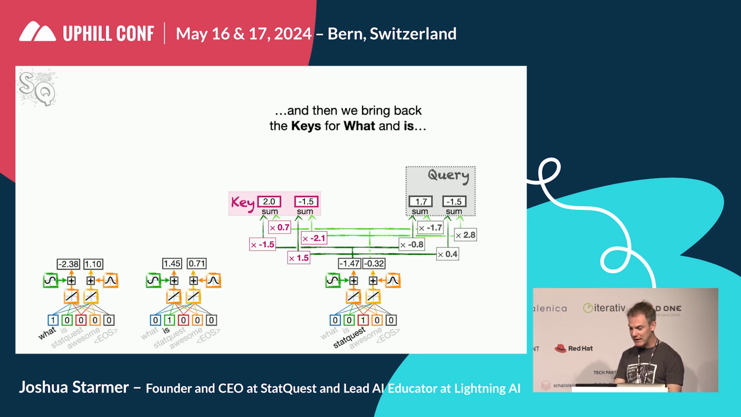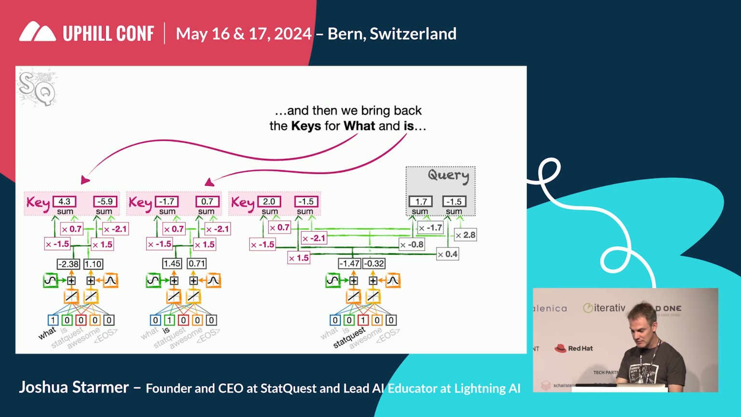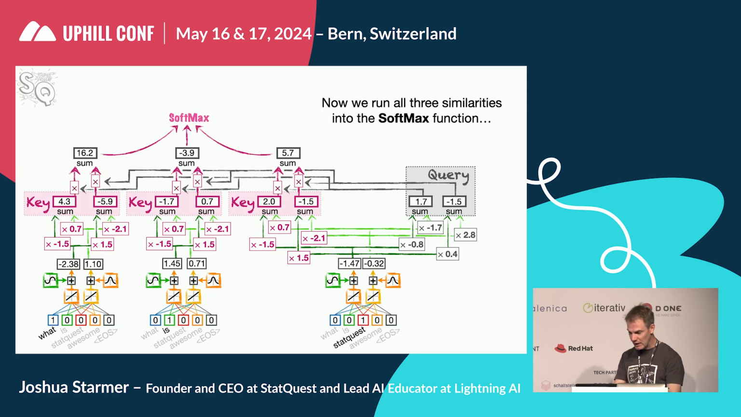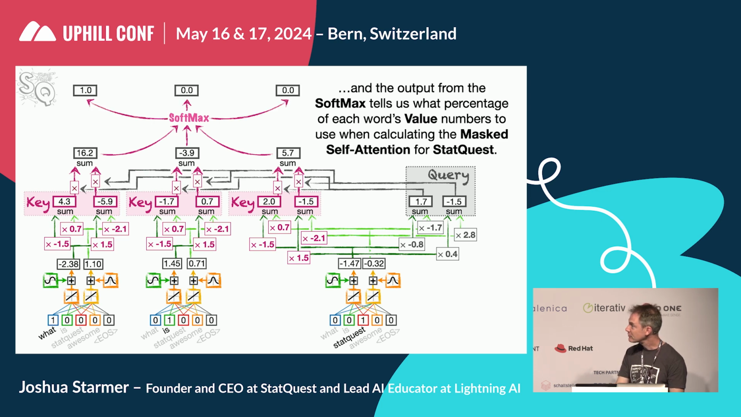And then we bring back the keys for what and is and calculate the similarities between the query for StatQuest and the keys for StatQuest, is, and what. Now we run all three similarities into the softmax function and use the output from the softmax to tell us what percentage of each word's value numbers to use when calculating the masked self-attention for StatQuest.